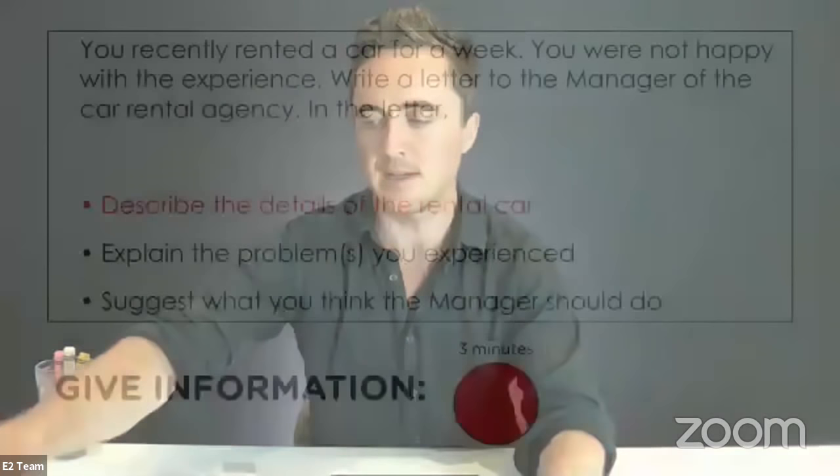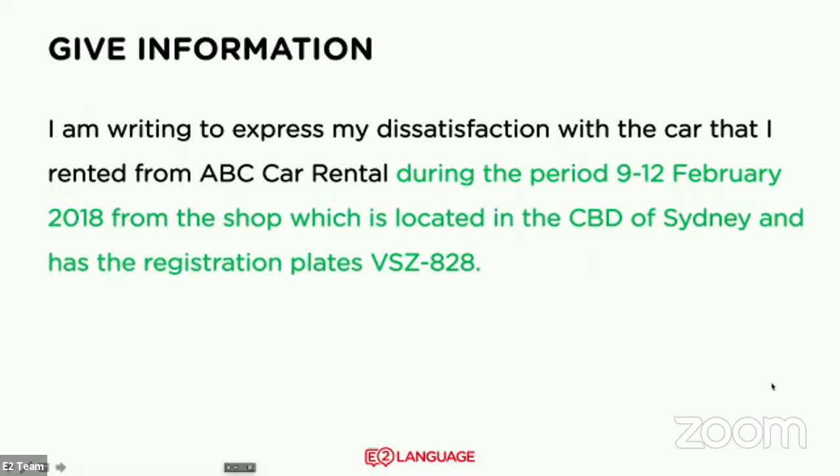Cool. Let me show you mine. Mine said this: I'm writing to express my dissatisfaction with the car that I rented from ABC Car Rental during the period 9 to 12 of February 2018 from the shop, which is located in the CBD of Sydney and has the registration plates VSZ828. Yeah, something a little bit funny with this sentence. I don't think that last clause, has the registration plate, connects very well with the car. It's sort of connected more to the CBD of Sydney. Nevertheless, I've written a complex sentence, so that's going to help me in my grammar score.